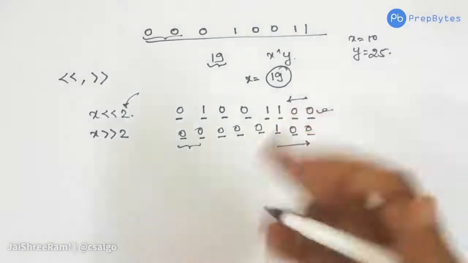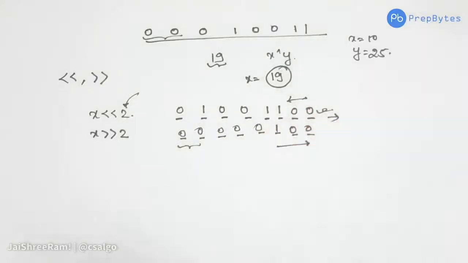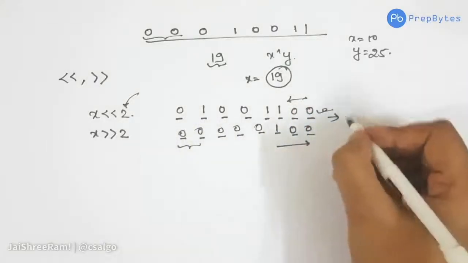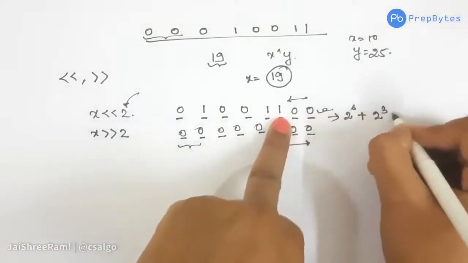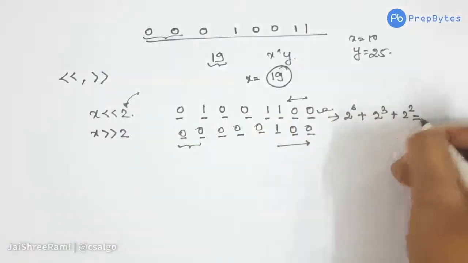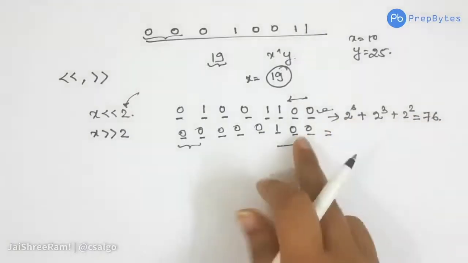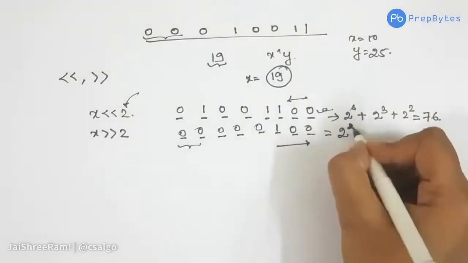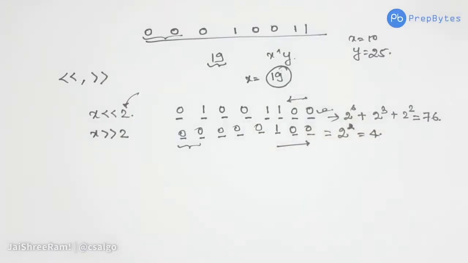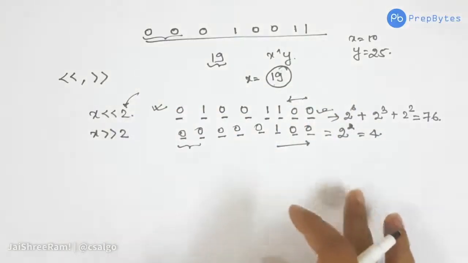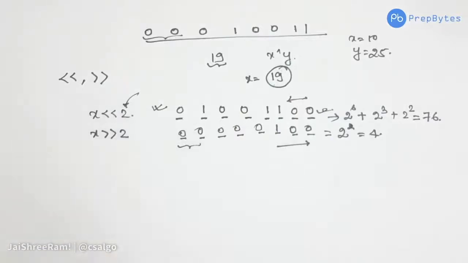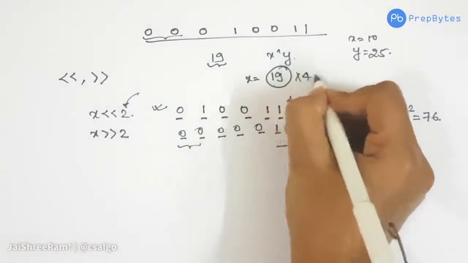Okay, now let's see what the decimal values are in this case. So here we have 2 to the power 6 plus 2 to the power 3 plus 2 squared. This gives me the value 76. This gives me the value 2 to the power 2, which is 4. One thing to note here is that this left shift gives me a value that is multiplied by 4. So 19 into 4 is 76.